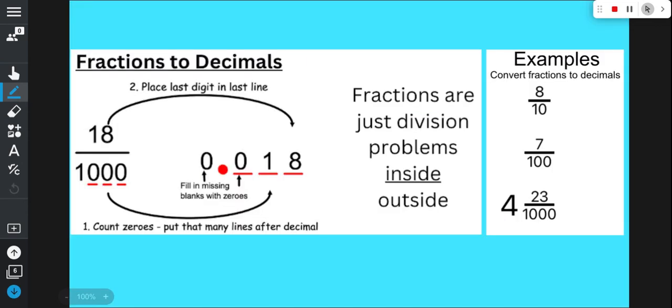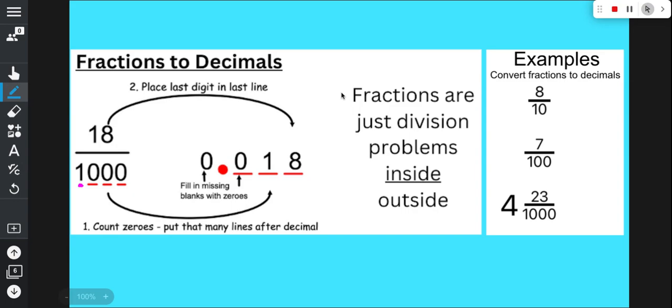All right, converting fractions to decimals. The first step to do is count how many zeros are in your denominator. So I have 1 as my decimal point, and I had 3 zeros. So I'm going to draw 3 lines after the decimal. Step 2 says we place the last digit into the last underlined digit. And then everything in front of it goes in front. Any missing spaces would be filled in with zeros.